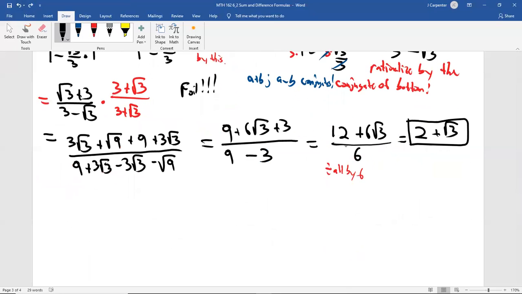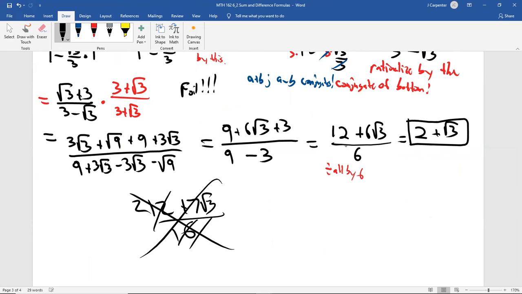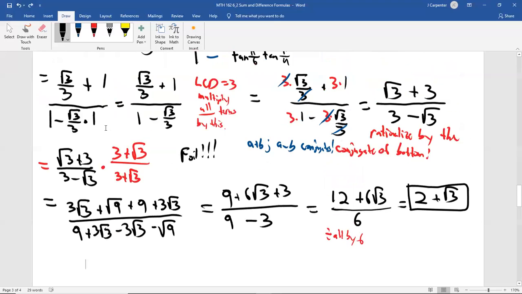If you had something like 12 plus 7 square root of 3 over 6, and you say 12 and 6 reduce to a 2 and a 1, that would be wrong, because that 7, you didn't reduce it with the 7. You have to reduce it everywhere. So that would not be reducible, in fact, if you leave it combined.